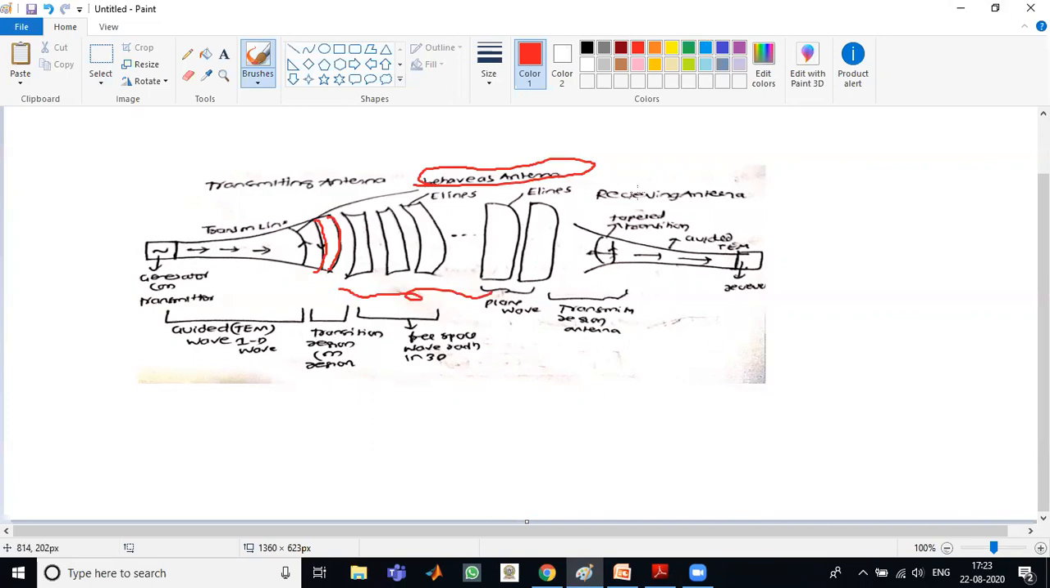Then when it reaches the receiving end of the antenna, it first touches the transmission region of the antenna. Then the transition takes place. Then the waves are guided as TEM or one dimensional waves and received at the receiver side. And this is the working principle of antenna.